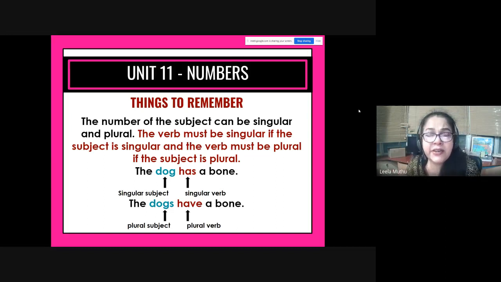Has is a singular verb for the third person singular, which is he, she, or it. The dog is referred to as it. So it has a bone, or the dog has a bone. The dogs have a bone, or they have a bone. I hope this is pretty clear.